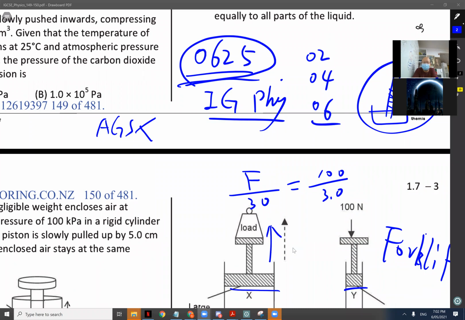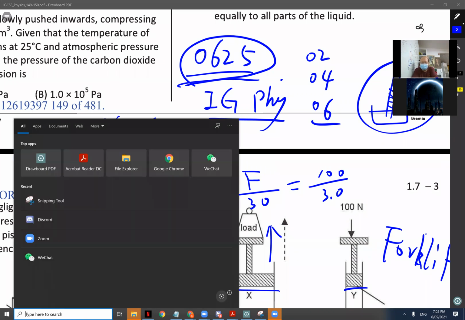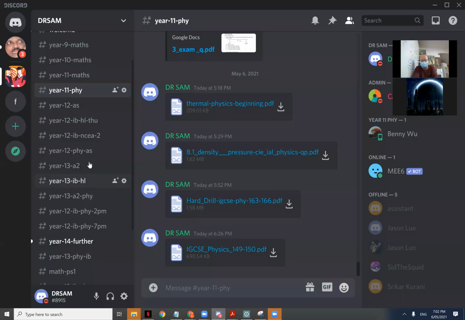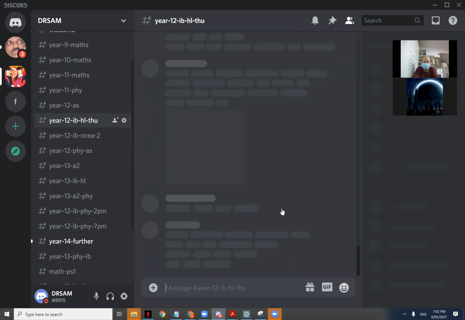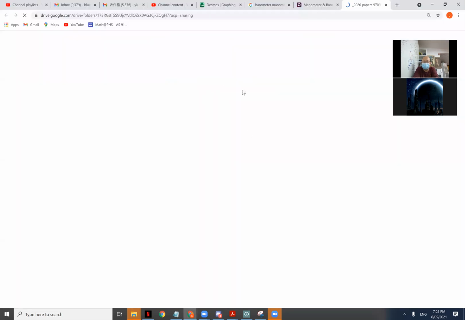You guys tried the homework from last week? Did you guys try the trig thing from last week? Hey, is this one or this one? Which one? Last week is this day. Yeah, here.